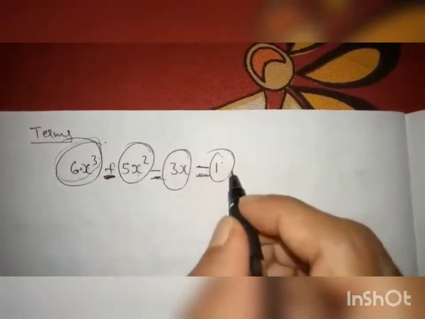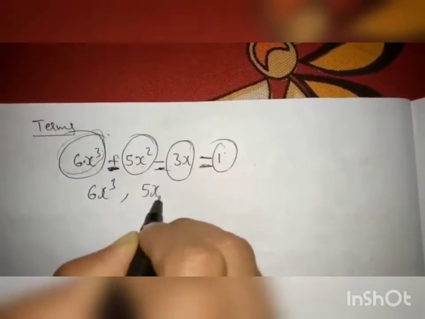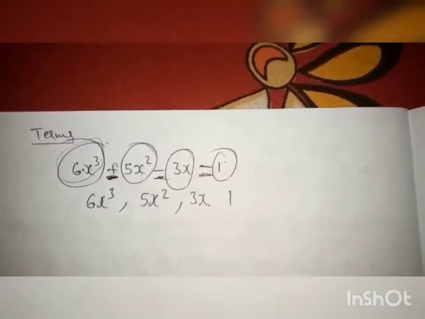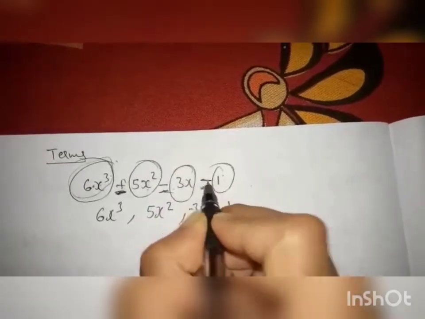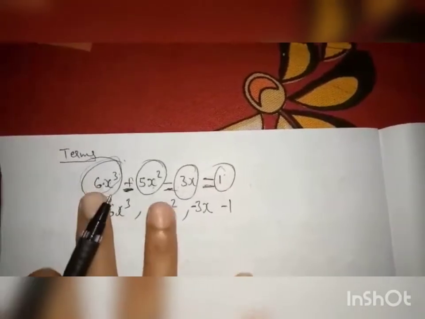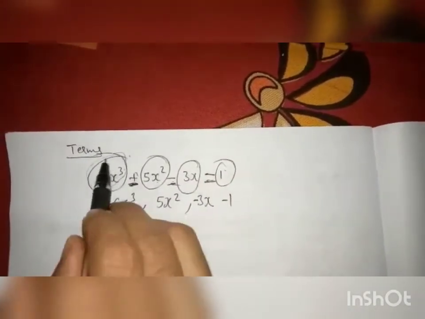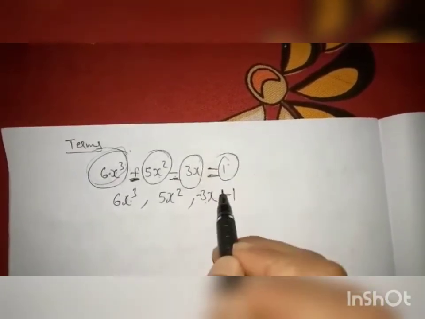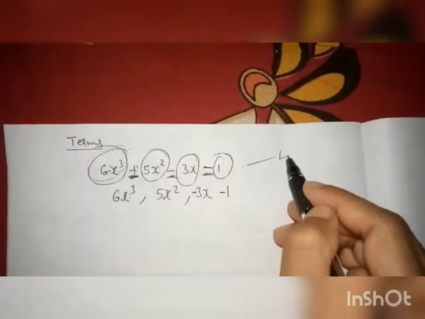So if they ask what the terms in this are, you will write 6x cube is one term, 5x square is one term, 3x is one term, and 1 is one term. Here this is minus 3x, so we have to take the minus also. Terms are separated by a plus or minus symbol. So 6x cube is one term, 5x square is one term, minus 3x is one term, minus 1 is one term. How many terms are there in total? Total 4 terms are there in this.